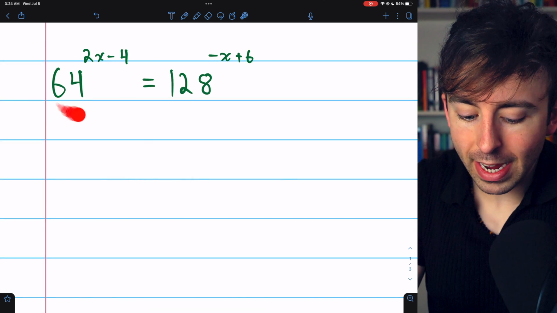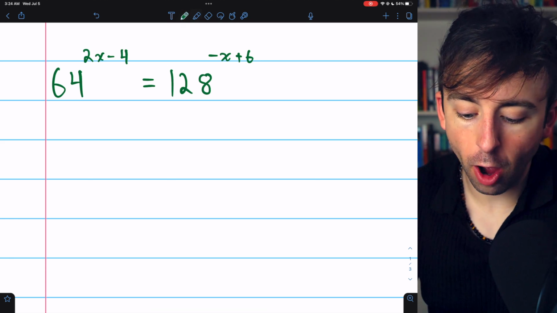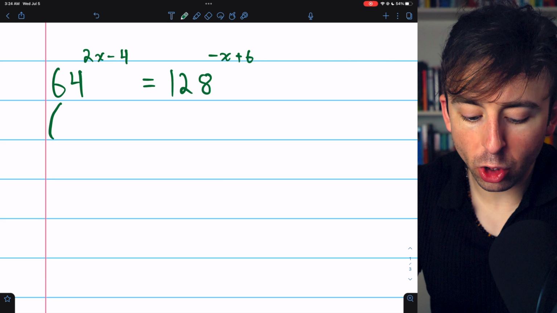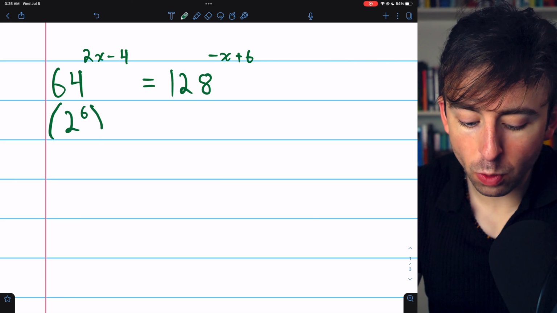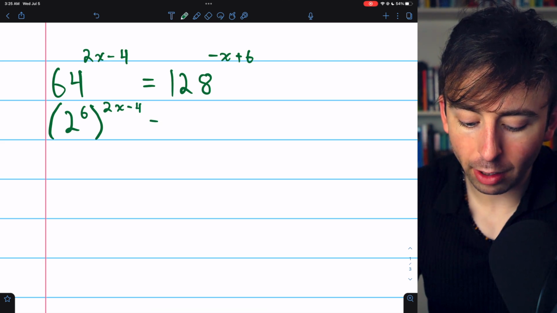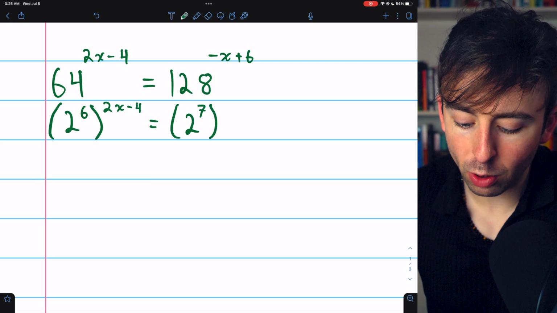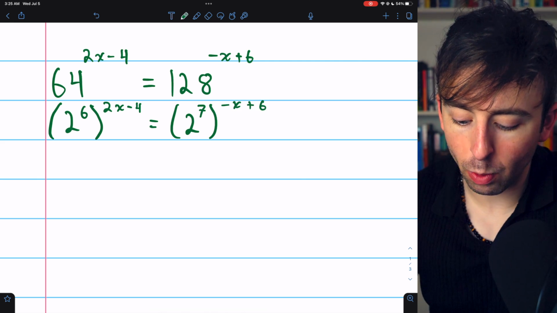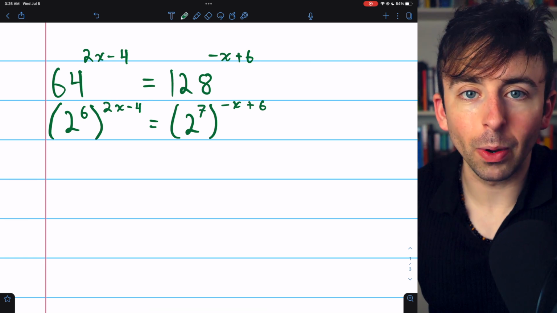The next problem is again pretty similar. We can rewrite these two expressions with common bases. On the left, we have 64 to the power of 2x minus 4. But 64 is the same as 2 to the power of 6. So that's 2 to the power of 6 to the 2x minus 4. On the right, we have 128, which is the same as 2 to the power of 7. So we have 2 to the power of 7 to the power of negative x plus 6. Then we can just multiply the exponents together.